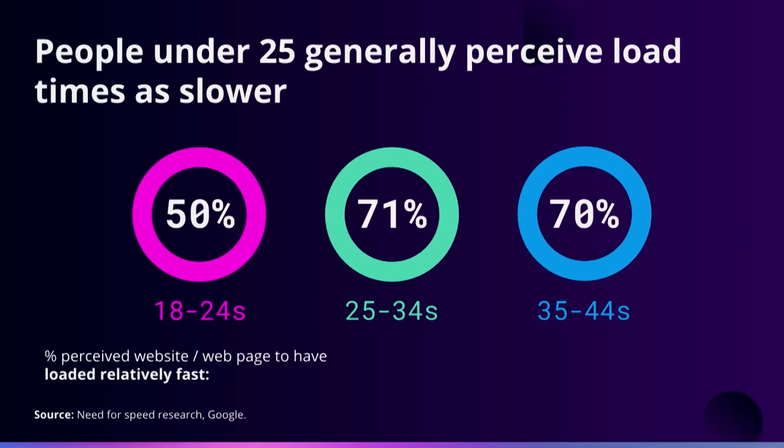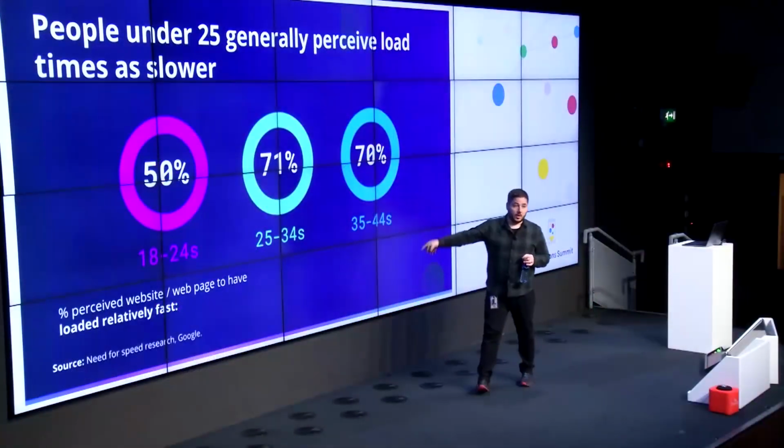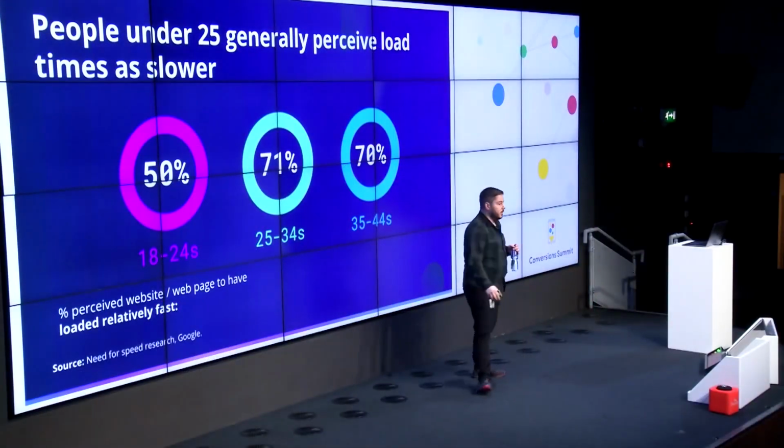So if your market is young people, again, I know this is the stereotype, young people perceive things much slower. Maybe it's to do with the adrenaline. More adrenaline means that the world slows down, so everything feels much slower. But it's important, if the people that you're aiming for are a younger audience, that you really do optimize for speed.